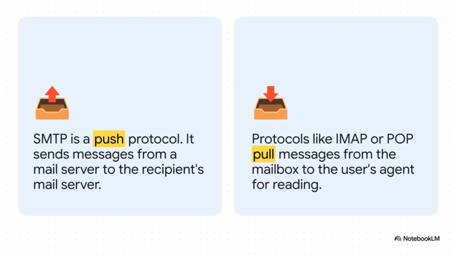And this difference is so key, it all comes down to push versus pull. SMTP is the postal worker who delivers the mail to the post office. It's a push system. But protocols like POP and IMAP, well, that's what you use to go to the post office and pick up your mail. They pull the messages from the server down to your device so you can actually read them. Two completely different jobs, two different types of protocols.